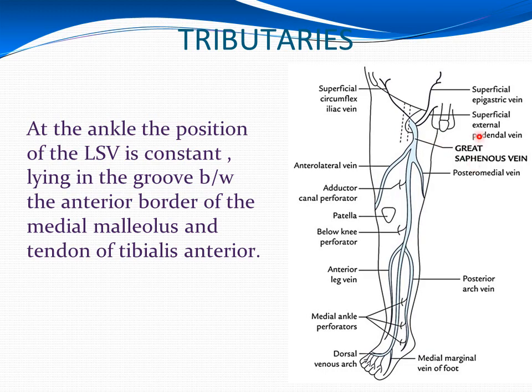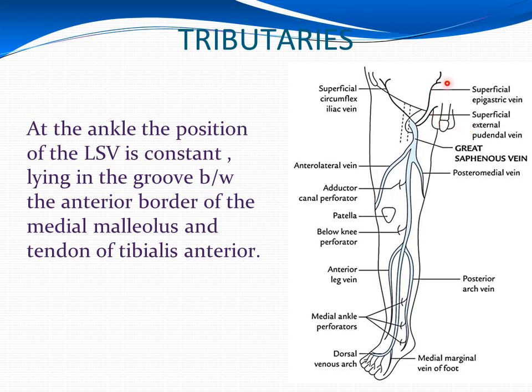These veins accompany corresponding superficial branches of the femoral artery. If you remember, these 3 veins accompany superficial branches of the femoral artery. The superficial epigastric, the superficial circumflex iliac and superficial external pudendal veins drain the blood from the lower part of the abdominal wall below the umbilicus.